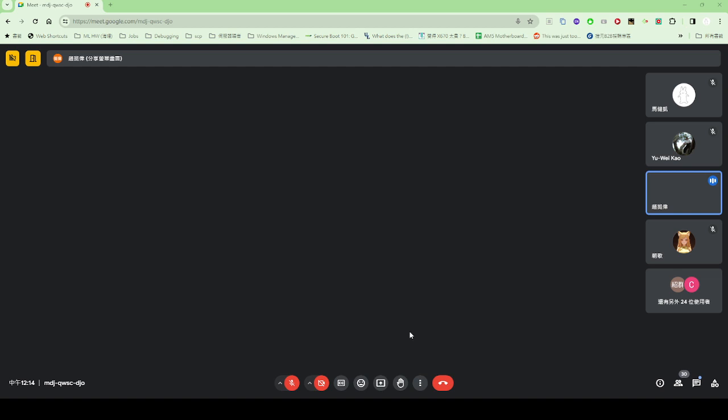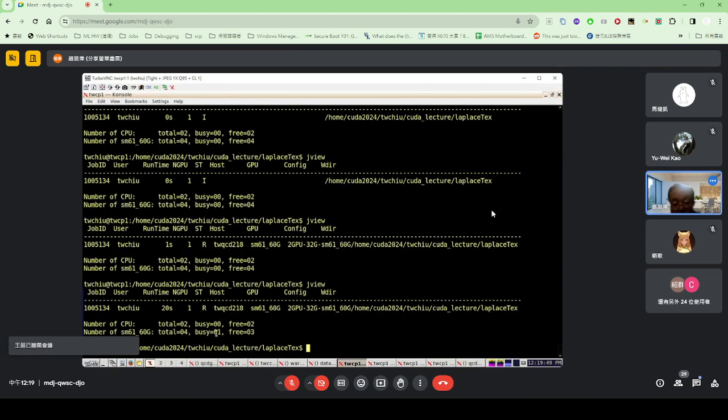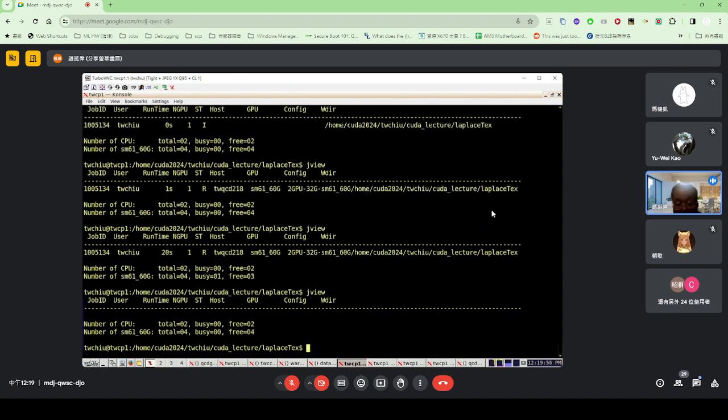Now you see there's a job running. Initially the number of free GPUs was 4, but after it's running, it becomes 3. The number of free is only 3, so one is busy. The system is saying that one GPU is busy because it's running this job. Okay, done. Now let's look at the output.